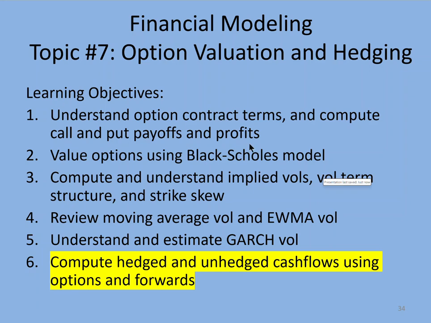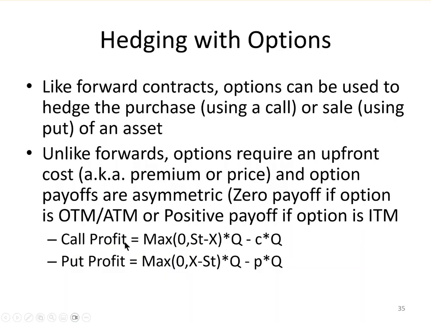Advanced Financial Modeling, Topic 7, Option Valuation and Hedging, Learning Objective Number 6: Compute hedged and unhedged cash flows using options and forwards. So we're going to use an example here of using options to hedge positions, just like in the previous lecture, Topic 6, where we did hedging with forward contracts.